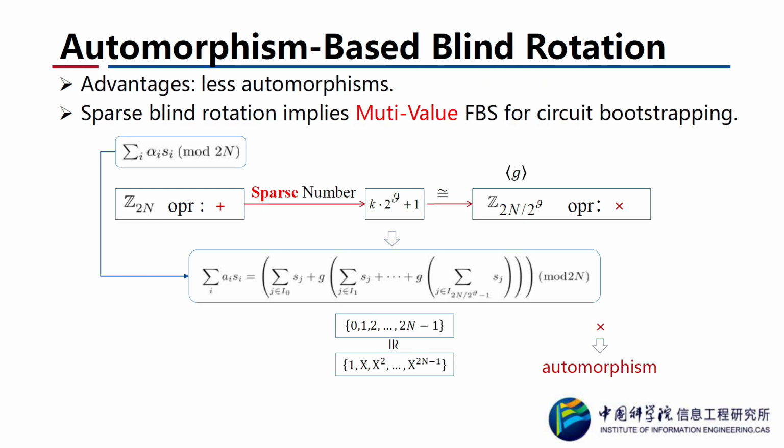So the first advantage is that we need to perform fewer homomorphic automorphisms to implement the blind rotation. There is also the sparse blind rotation, which also implies multi-value functional bootstrapping, and it's necessary for us to accelerate circuit bootstrapping. So this is our contribution: we propose the first multi-value functional bootstrapping based on homomorphic automorphisms.